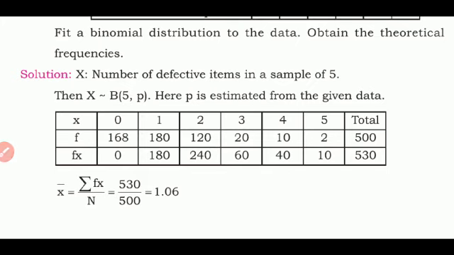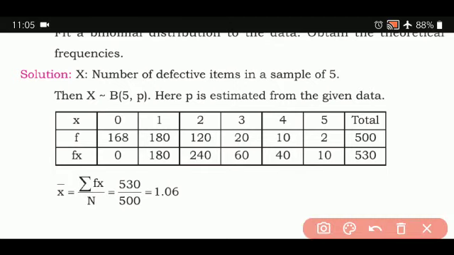Now the solution, what does it say? X is the number of defective items in a sample of 5. Then X follows binomial distribution with parameters n equal to 5 and P as it is. Here P is estimated from the given data. We have to find the value of P from this particular data.